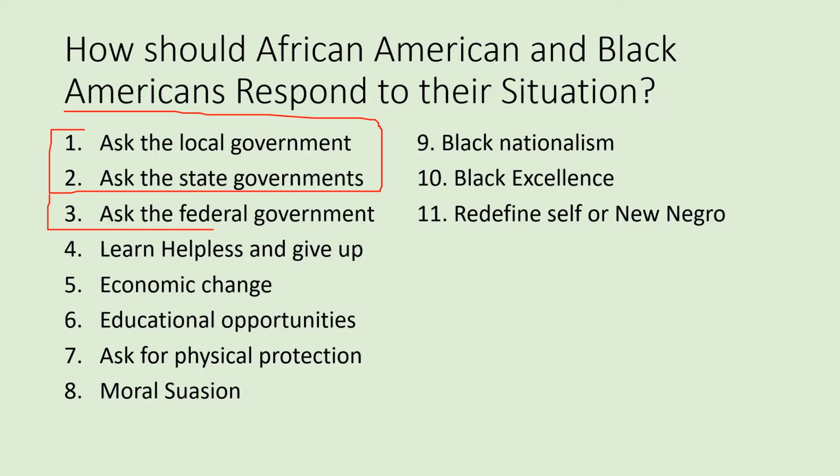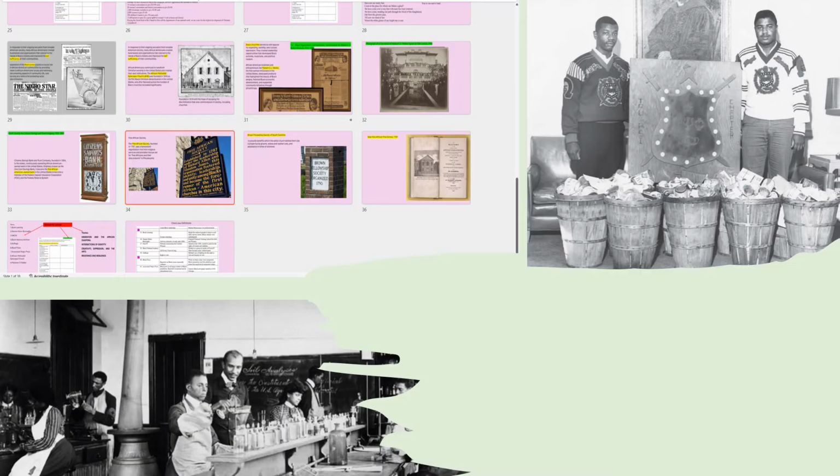Can you ask the federal government? How much have you asked the federal government? Keep in mind that the federal, local, and state are at odds with each other. And in that climate, some people will probably just give up. Some are going to want economic change. Some are going to want to use Black excellence. Some want to redefine themselves, which is what is going to lead to the evolution of the New Negro.